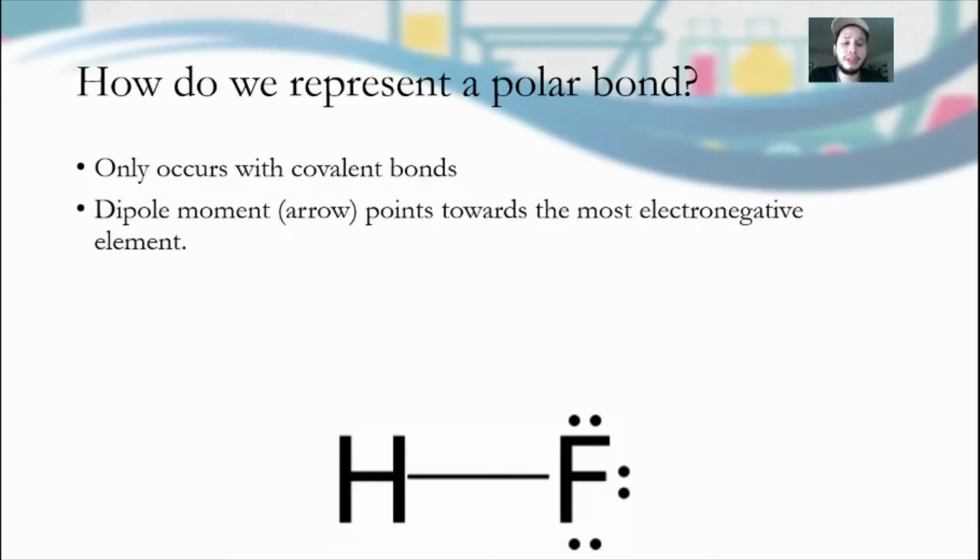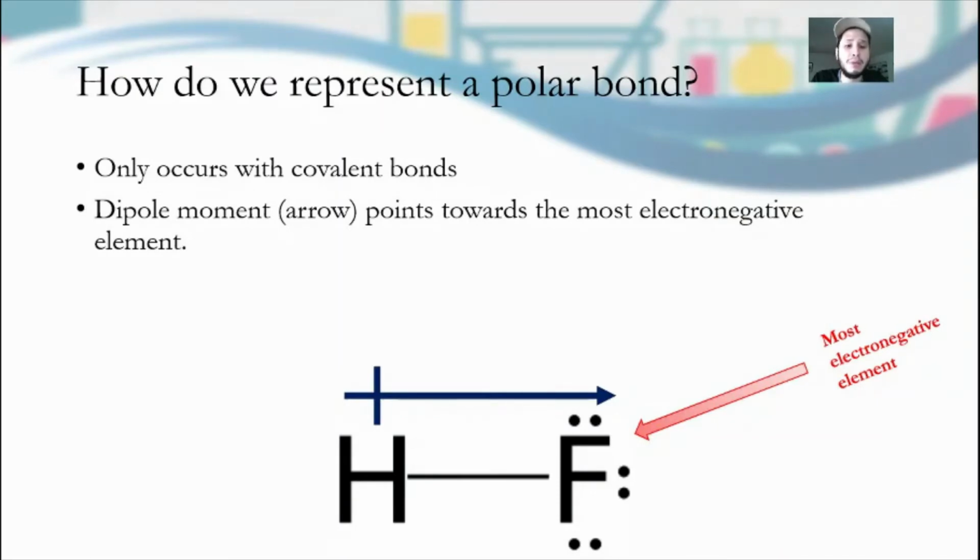My dipole moment, which is an arrow with a tail, and I'll show you what that looks like in just a minute, always points to the most electronegative element. So between H and F, fluorine is the most electronegative element, so I'm going to have an arrow pointing towards F, the one in blue. The dipole moment arrow has a very characteristic slash or dash at the tail. And this is the head that always points towards the most electronegative element.